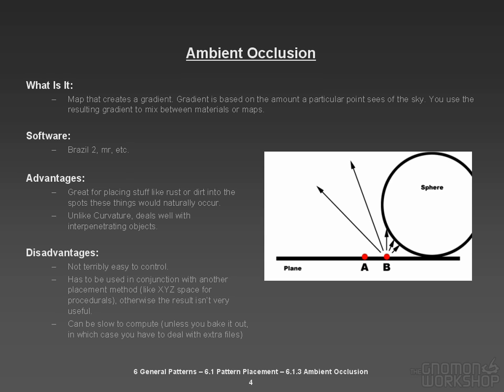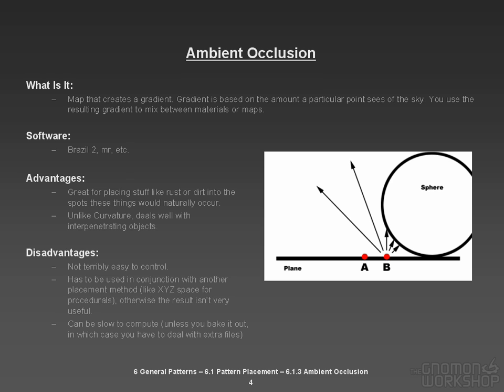So next is ambient occlusion. Now many people know ambient occlusion as a lighting effect, but it can also be used as a placement method for textures. So this is a map that creates a gradient, and the gradient is based on the amount a particular point sees of the sky, and then you use the resulting gradient to mix between materials or maps.